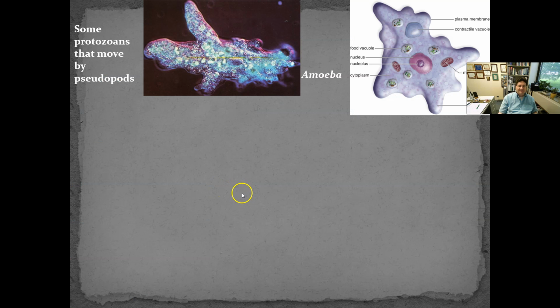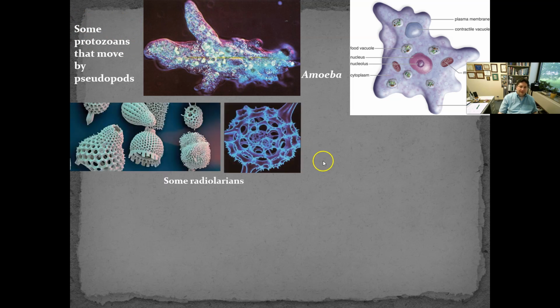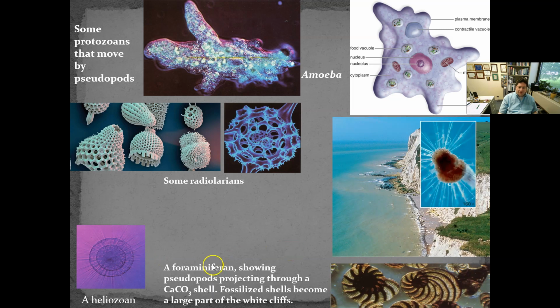Here are some that move by pseudopods. Look at this amoeba. There's the nucleus here, and this animal is moving this way. We see the extensions of the cytoplasm here. Here are others. Some of these ones that move by pseudopods have little shells around them. So this is the shell around what was called a radiolarian. Inside here in life would be something that looks like this, and the pseudopods would extend through the holes. A heliozoan. These foraminiferans here, again, look at the pseudopods coming out of the shell here.